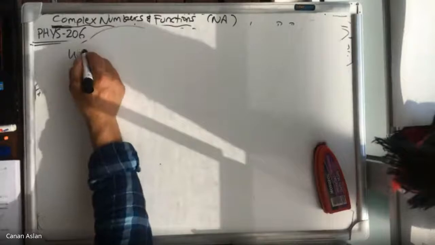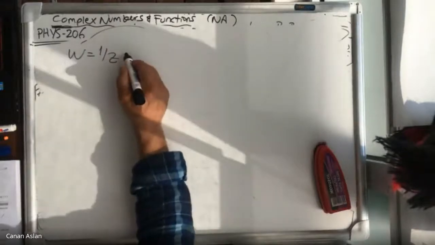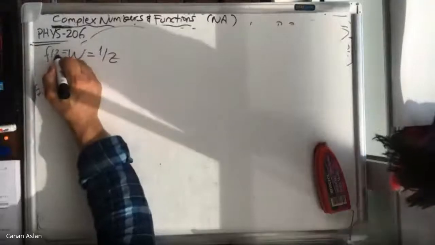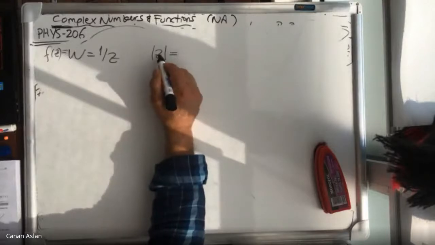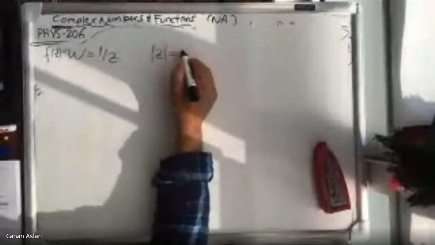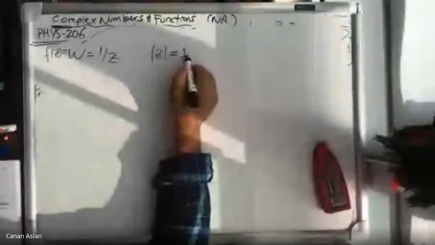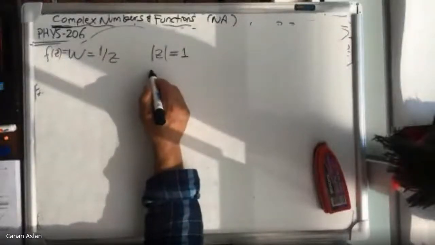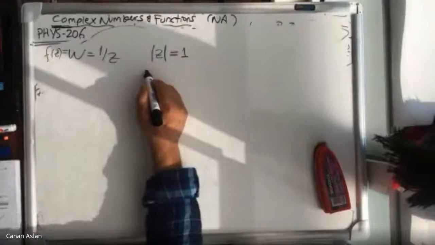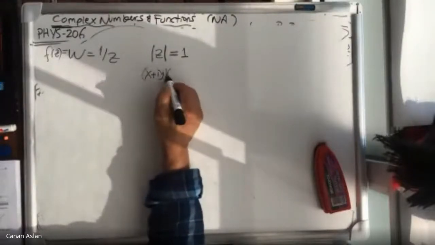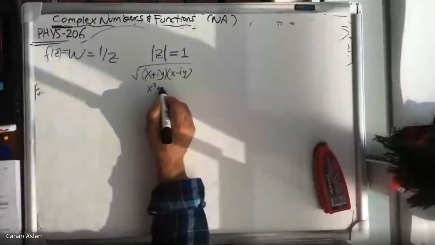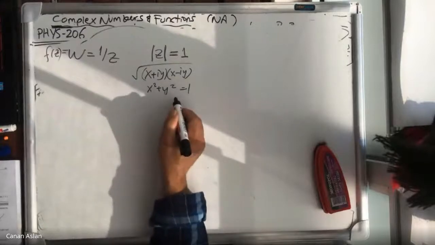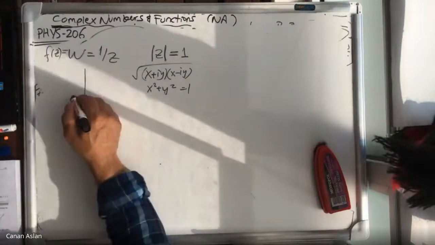Find w if w equals 1 over z. This is the function, a function of z, the inverse of z. Now, if z is given by the magnitude of z equal to 1, this is just the equation for a circle. The magnitude of z is the square root of x plus iy times x minus iy, which gives you x squared plus y squared equal to 1. This is just a circle in the complex plane.